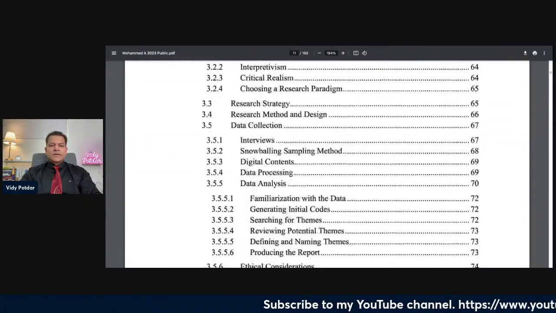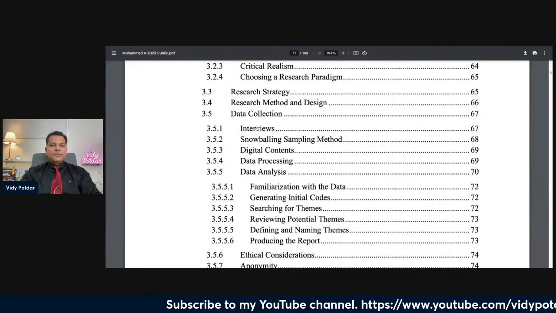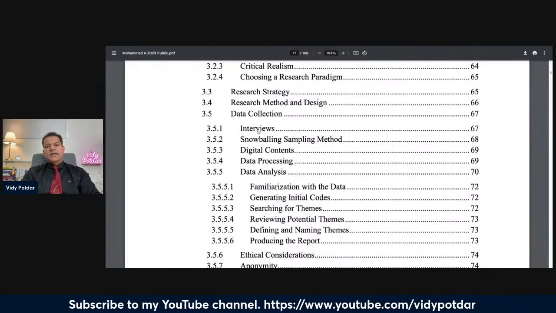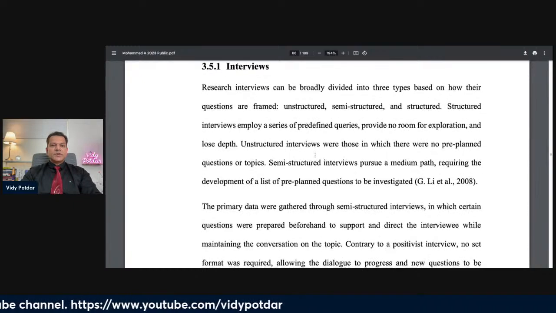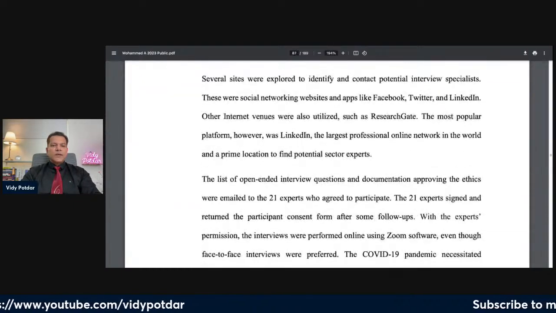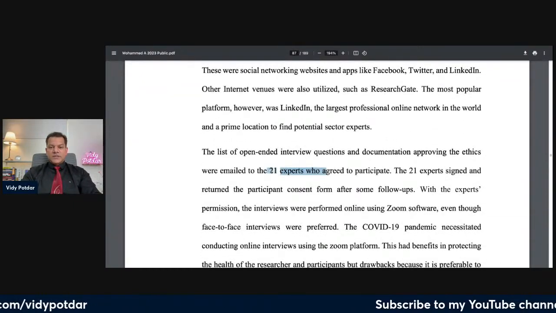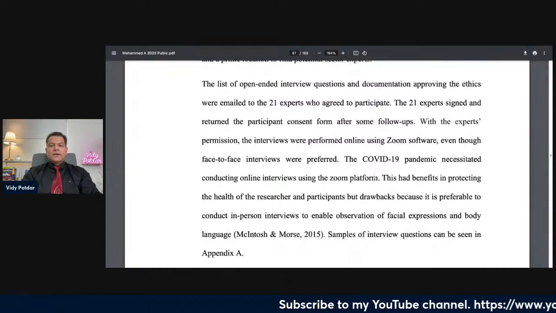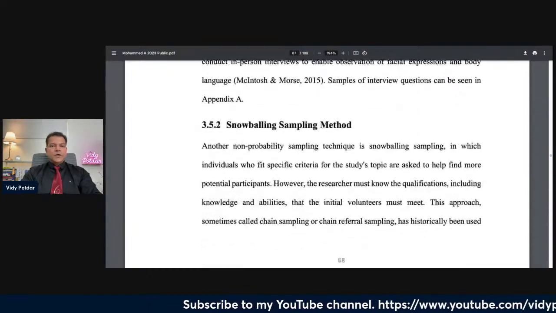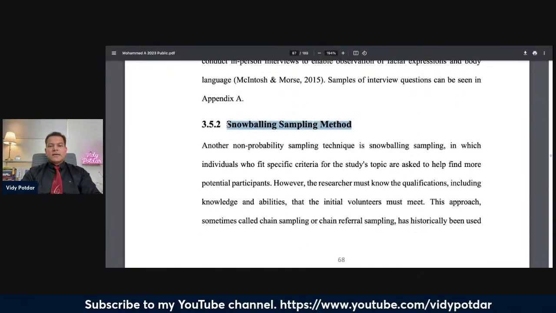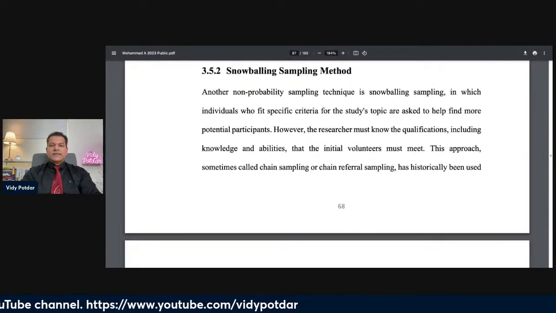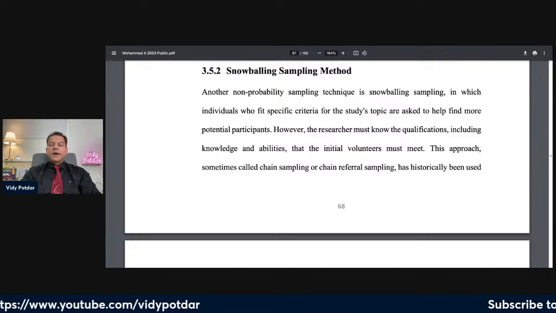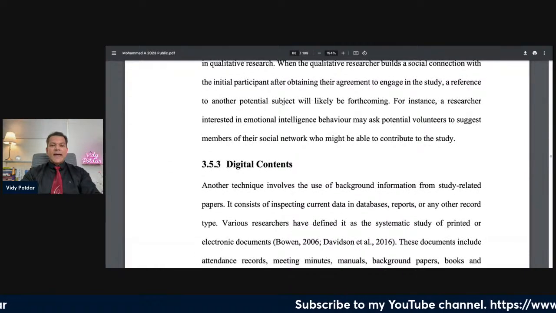So next, if I want to look at, say, I know that this study used qualitative analysis. So they have conducted interviews. So how many interviews were there? There were 21 experts, for example. And they also followed snowballing sampling method, which means you ask your existing interviewees to recommend some other people that you can interview for your research. So they did that.